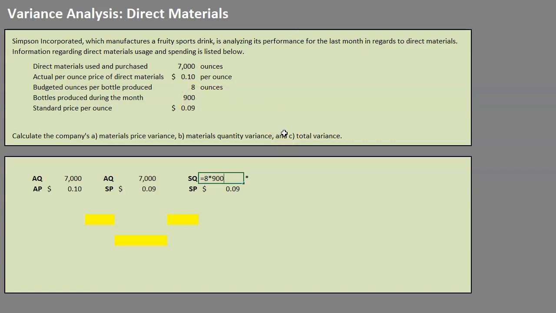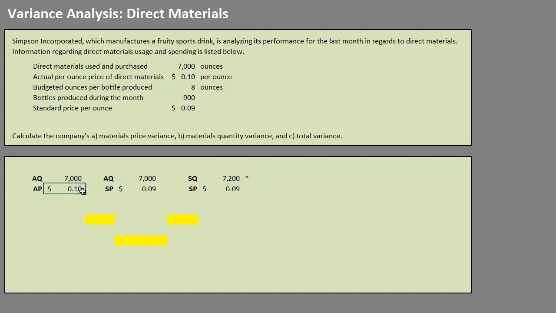So simply multiply those two numbers and you'll see how much we expected to use based on actual output. So if we produce 900 bottles, we budgeted that we would use 8 ounces per bottle. 7,200 ounces is going to be our standard quantity. That, in my opinion, is the hardest part. So remember how I said setting up the table, that's difficult? This, in my opinion, is where I see usually the most errors when it refers to variance analysis.